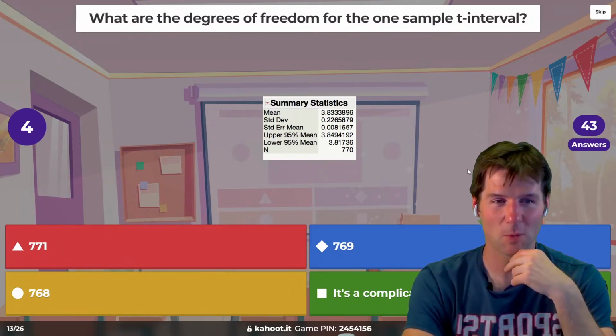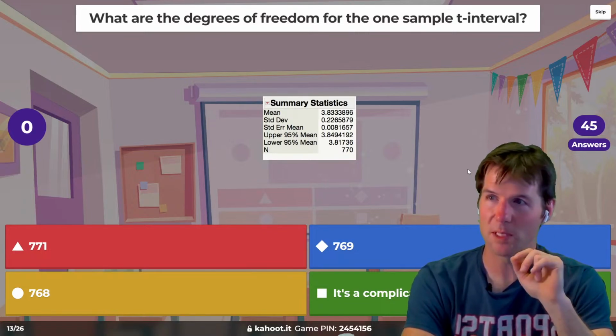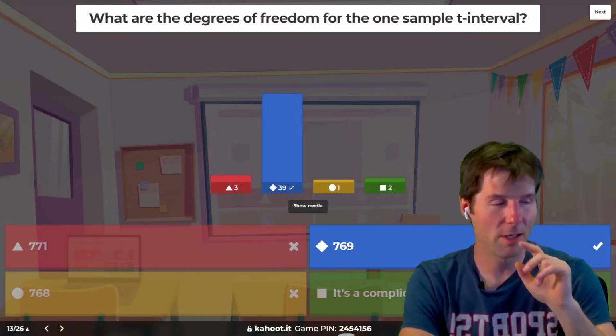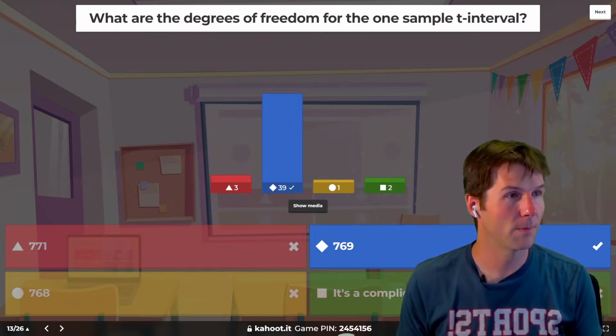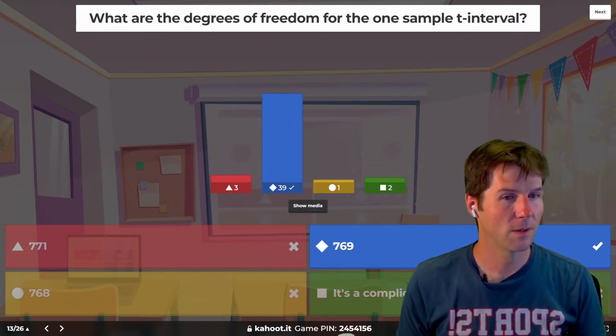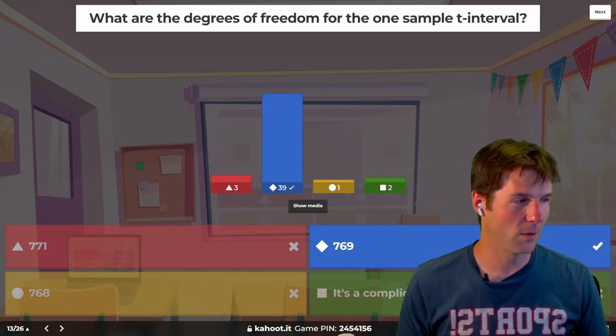Two sample t is what? The one sample t is n minus 1. The two sample t is what? It's too complicated, and that's why we use applets for it. No one really ever solves the two sample t degrees of freedom by hand.